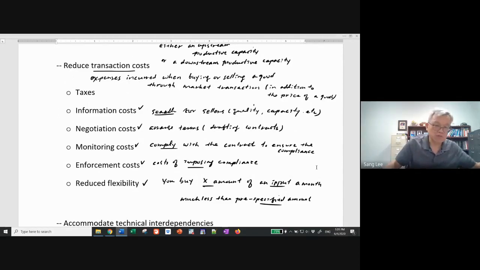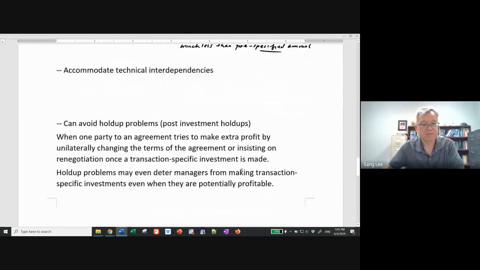So if you perform all these processes, what, in-house, then what? You don't have to worry about incurring all these transaction costs. So that's why we include these transaction costs, what, as a benefit of what, being vertically integrated.